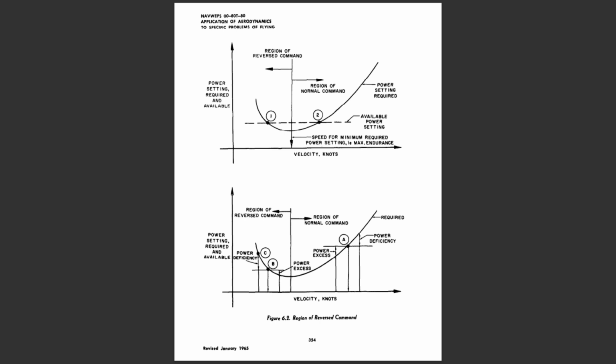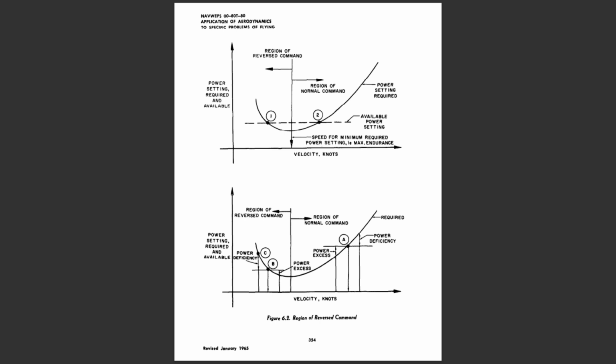Speeds greater than the speed for maximum endurance require increasingly greater power settings to achieve steady, level flight. Since the normal command of flight assumes a higher power setting will achieve a greater speed, the regime of flight speeds greater than the speed for minimum required power setting is termed the region of normal command. Obviously, parasite drag or parasite power predominates in this regime to produce the increased power setting required with increased velocity. Of course, the major items of airplane flight performance take place in the region of normal command.